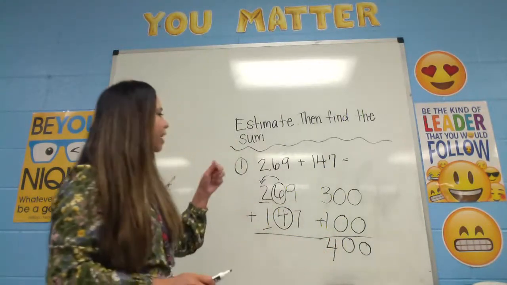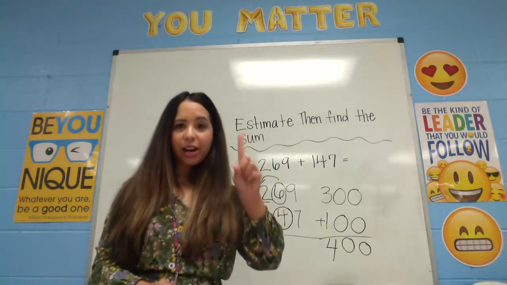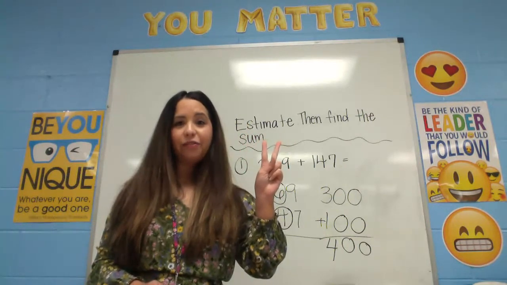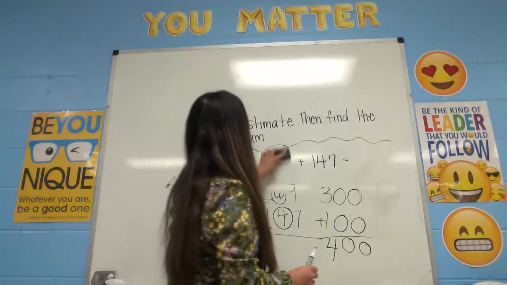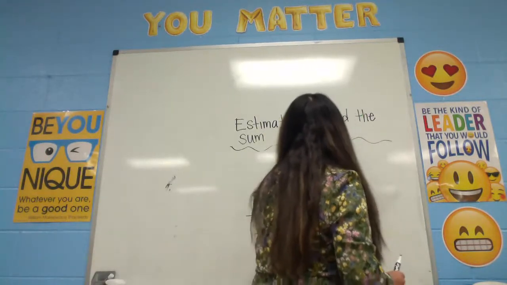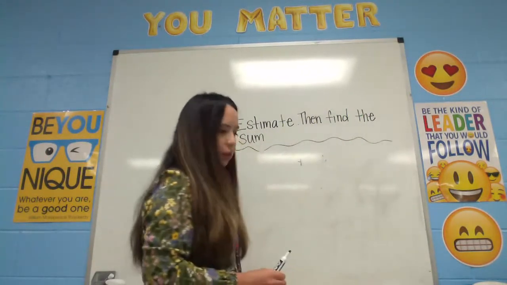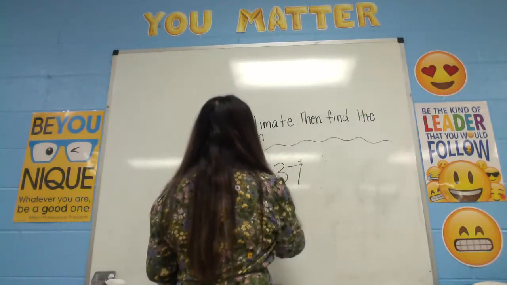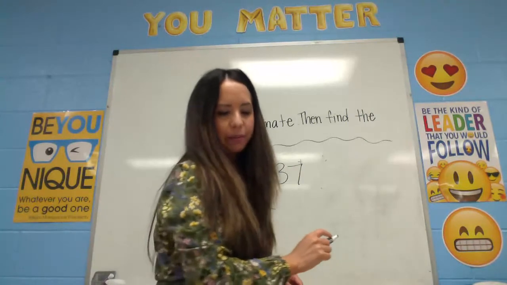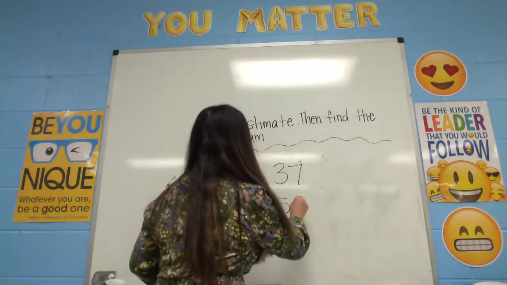So we estimated first by rounding. Then we added to find the sum. Let me show you one more of those. We are estimating, then we're finding the sum. Here's another one.